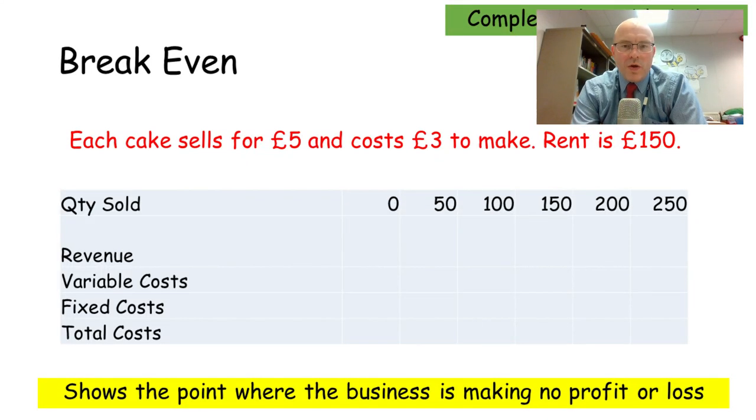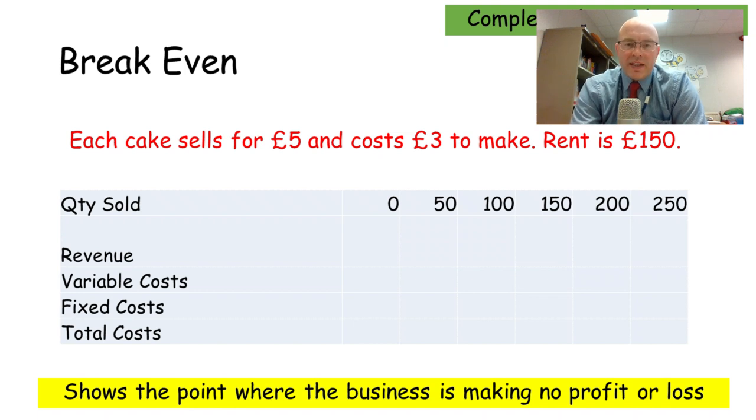This question was all about break even. Now, the first part of this question requires you to actually complete the table. So hopefully you understand what the term revenue means. If not, remind yourself that it's all the money that goes into the business. You need to remember that variable costs are costs that do change with use or output. Fixed costs are costs that don't change with output and use, and your total cost is calculated by doing your variable costs plus your fixed costs.